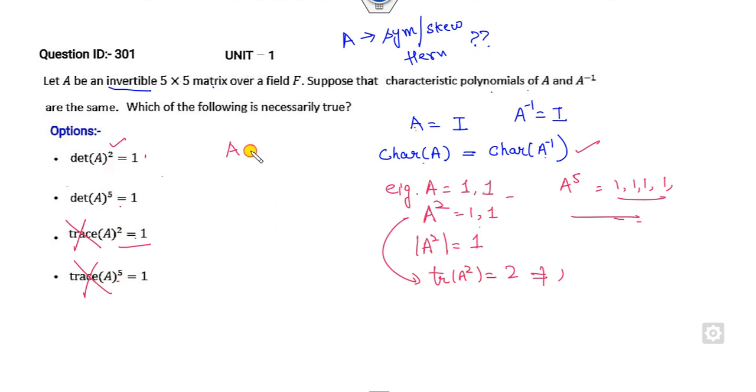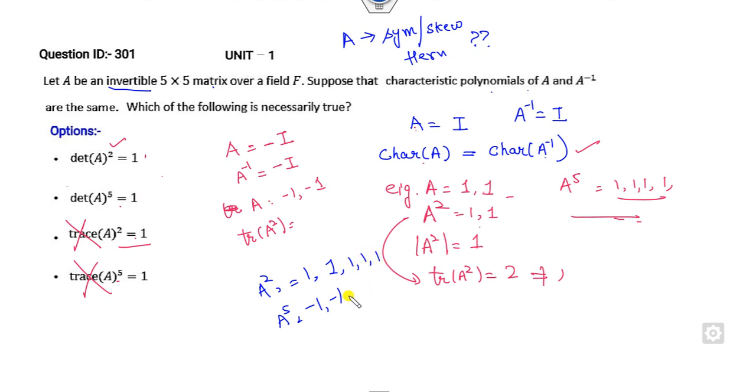Now out of these two options, consider A as minus I. Then A inverse is also minus I. The eigenvalues of A are minus 1 and minus 1. The eigenvalues of A squared are 1 and 1. The eigenvalues of A to the 5 are minus 1 and minus 1, five times. So the determinant of A squared is plus 1 and the determinant of A is minus 1. So this option is again cancelled. The correct option is only A.